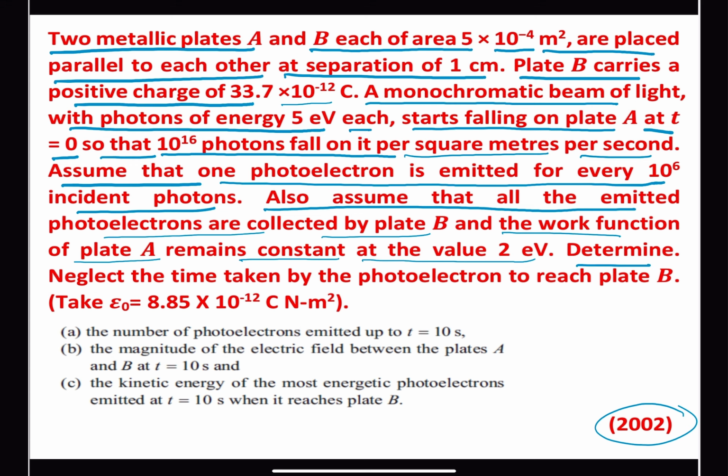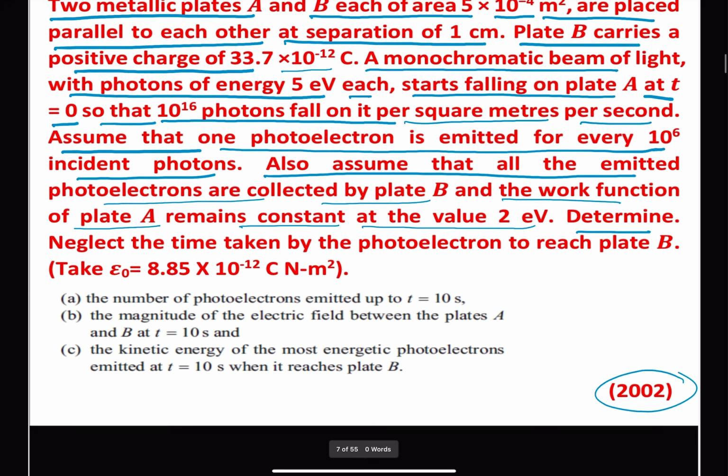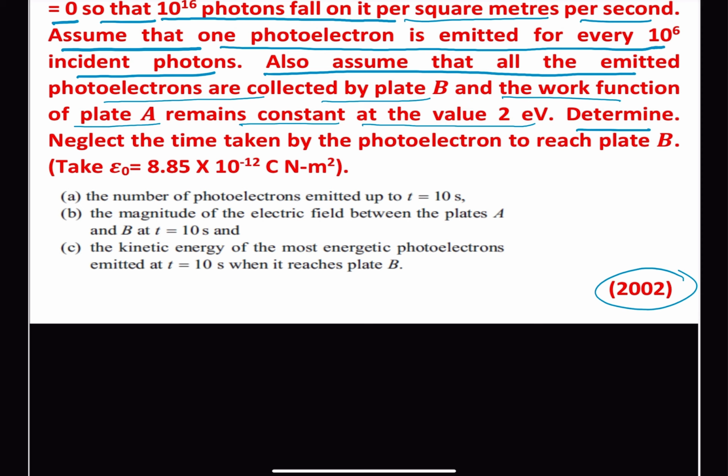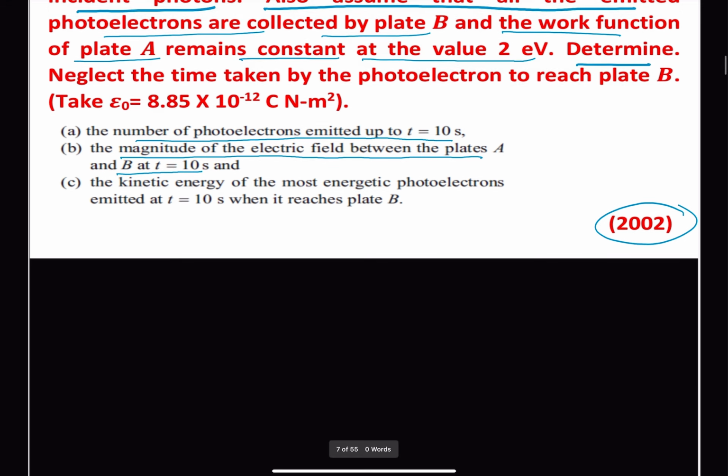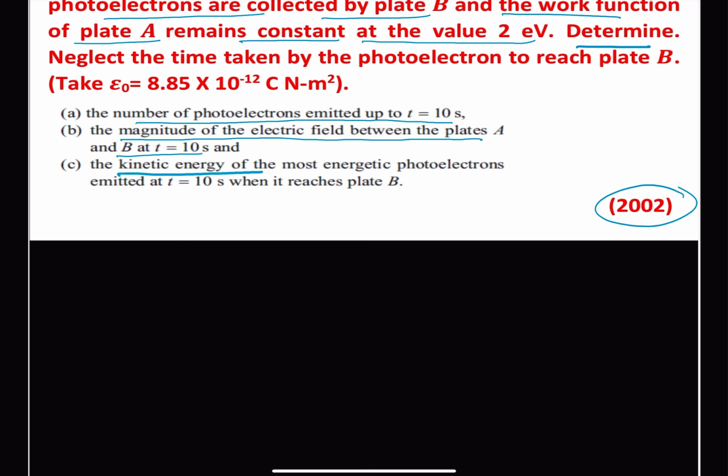Determine. In this case we are going to find out 4 things. The number of photoelectrons emitted up to t equal to 10 seconds. The magnitude of electric field between plates A and B at t equal to 10 seconds. And finally, the kinetic energy of the most energetic photoelectron emitted at t equal to 10 seconds when it reaches plate B.